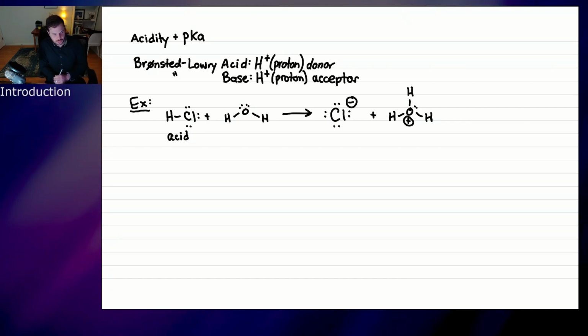Water, on the other hand, H2O, look at how it started. It started off as H2O, and it ended as H3O+. So that means it's gaining a proton, so that makes it a base.